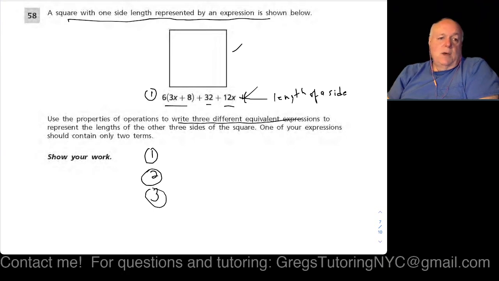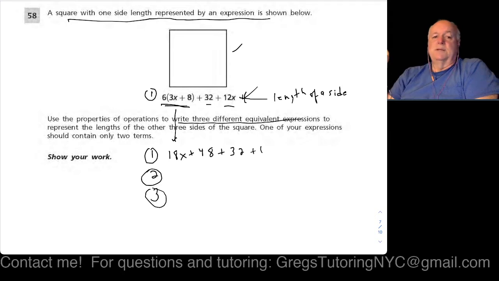All right? So one way to do this is just apply the distributive property to this. So we're going to get 18x plus 48 plus 32 plus 12x. That's it. That's all they were asking you to do. Okay? So all I did is apply the distributive property. That's one of my things.